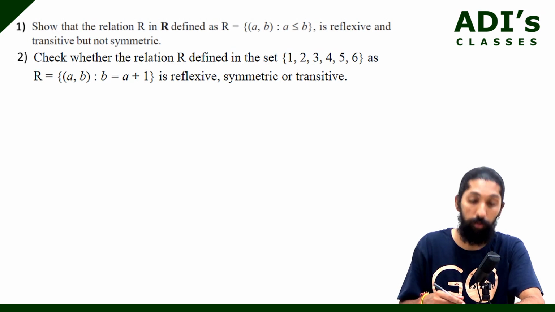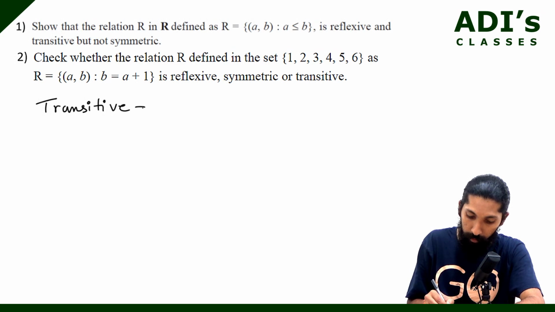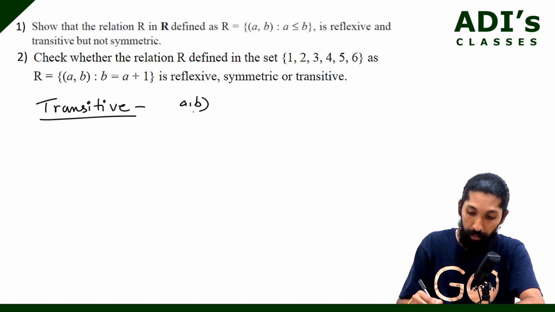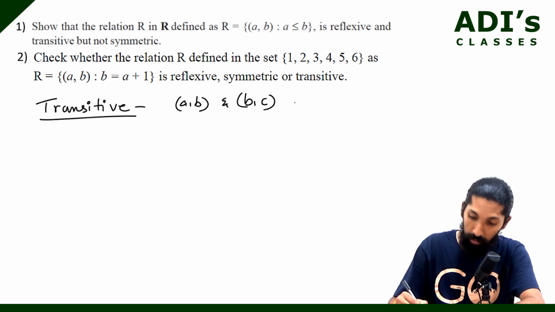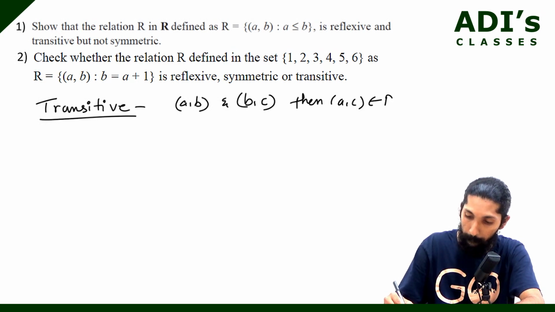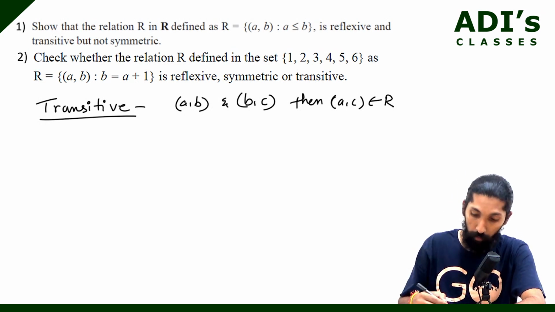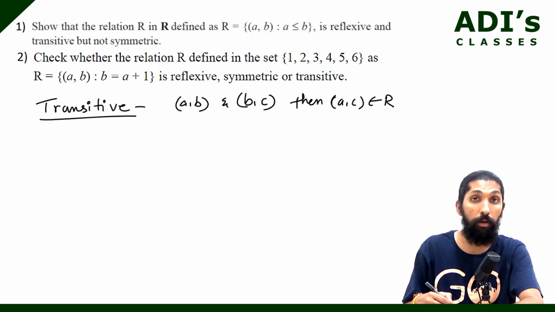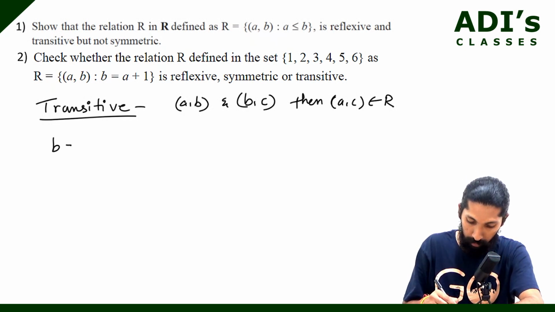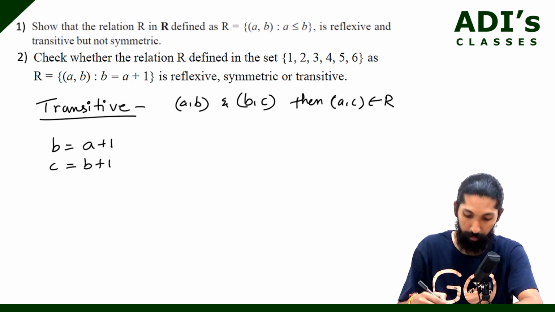Alright. Transitive. See, what do we have for transitive? If (a, b) and (b, c) belong to R, then (a, c) belongs to R, isn't it? This is what we mean by transitive. So we'll start with this one. Now (a, b). So we have b is equal to a plus 1. c is equal to b plus 1. Okay, we'll look into this one.